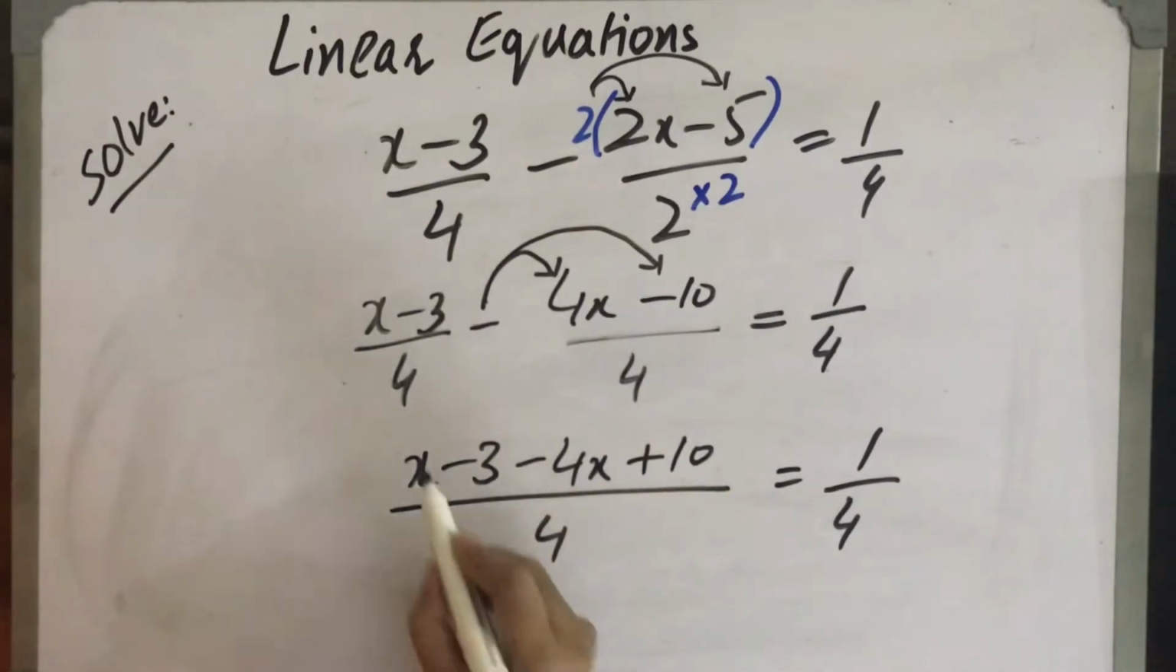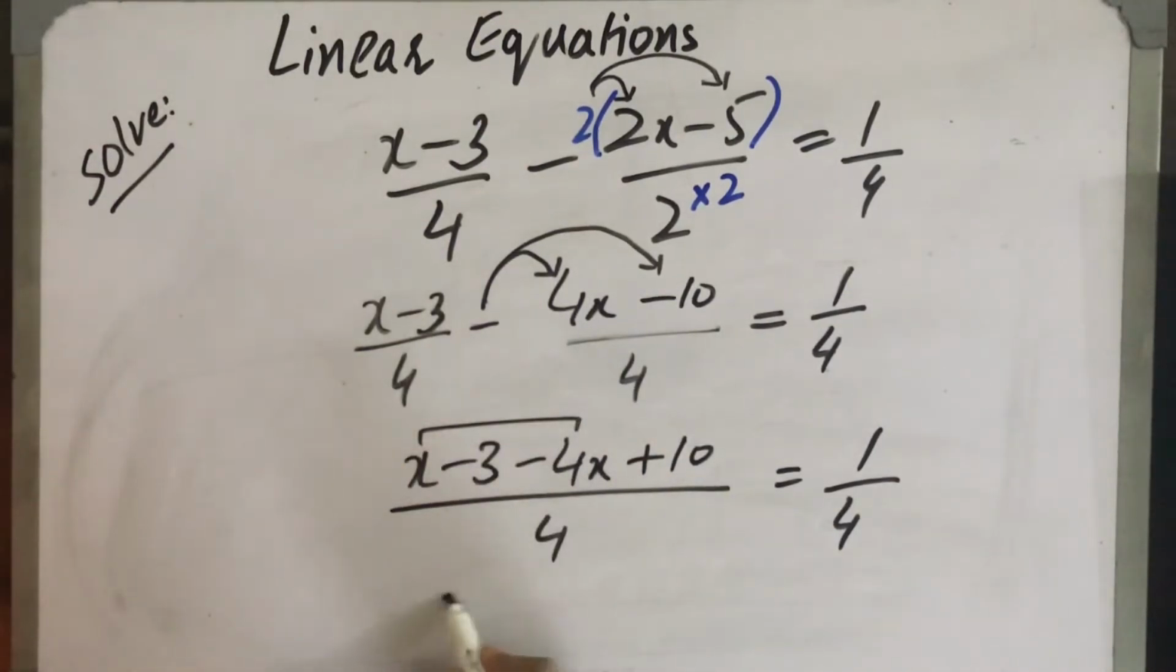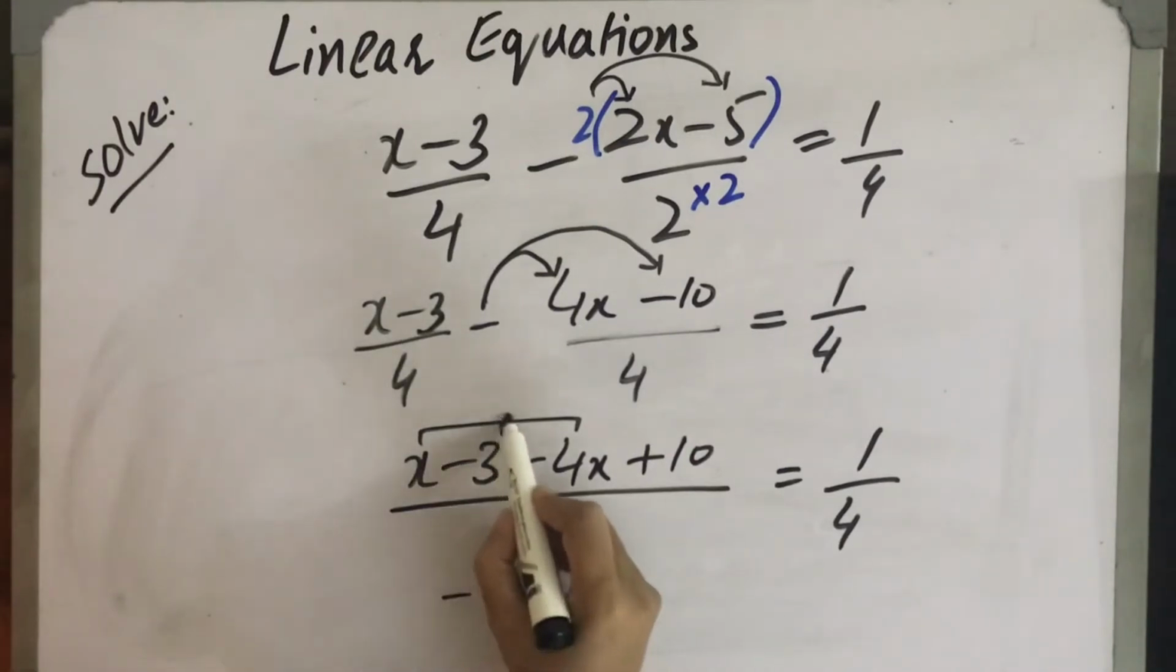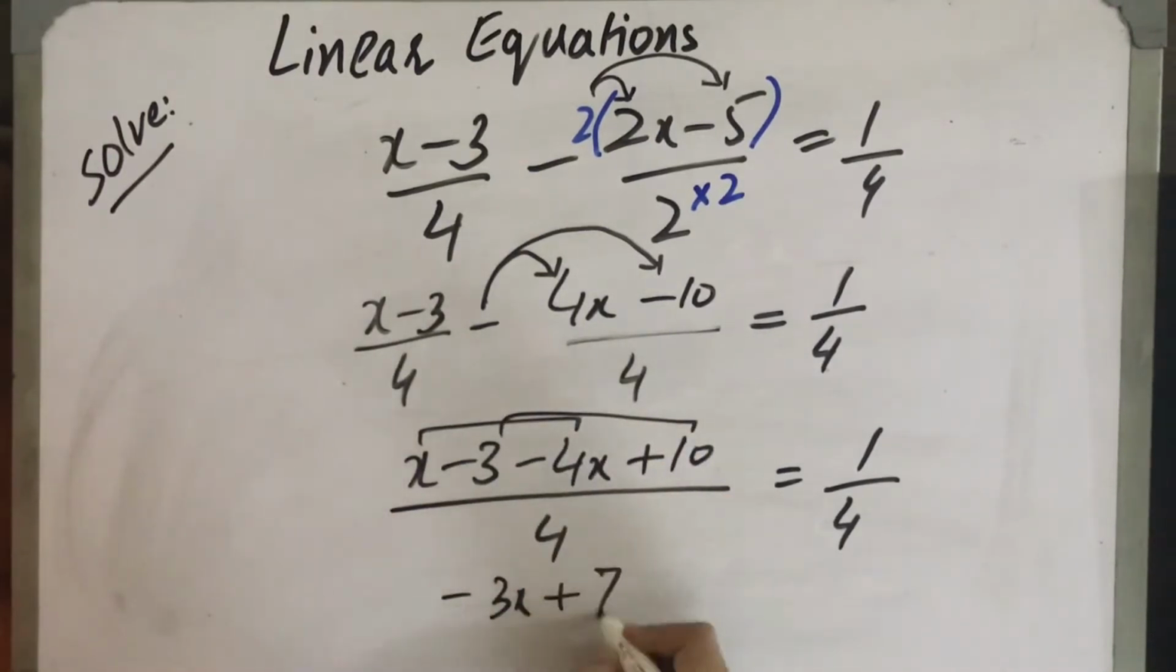Now we shall arrange. x with minus 4x will give me minus 3x, and minus 3 with 10 will give me positive 7, as 10 is bigger, over 4 equals 1 by 4.